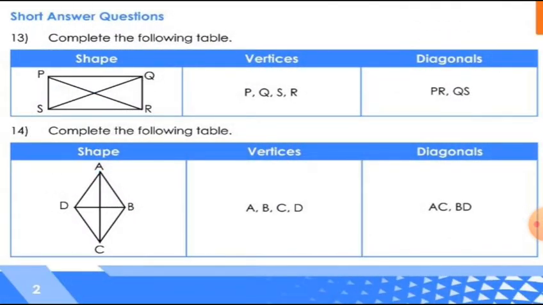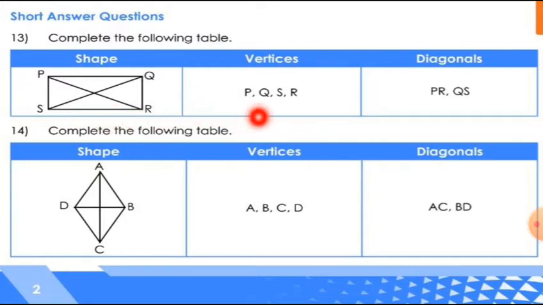Now, the next question, complete the following table. One shape is given here and you have to name the vertices and you have to name the diagonals. I hope everyone did it well, isn't it? So, let's discuss once again. Here the vertices are P, Q, R and S. These all are the vertices of this given figure.